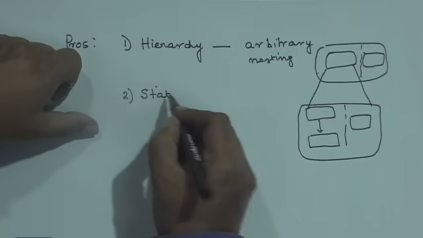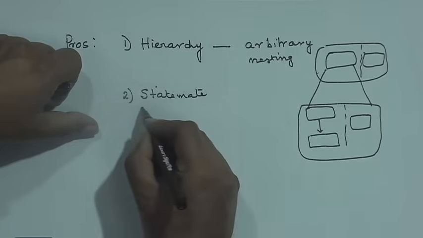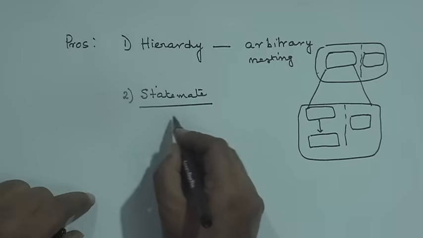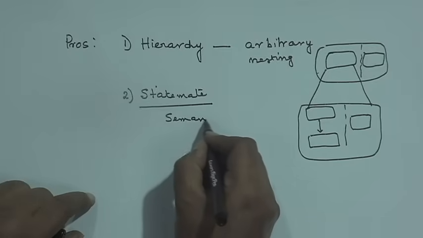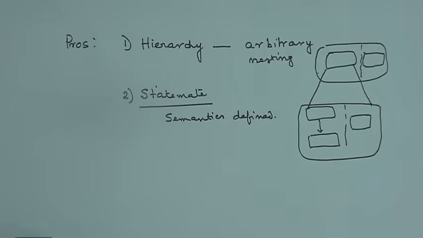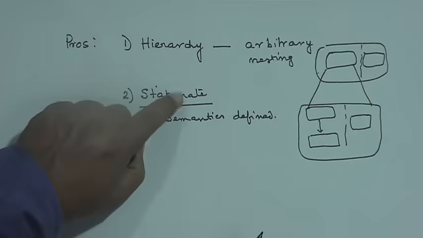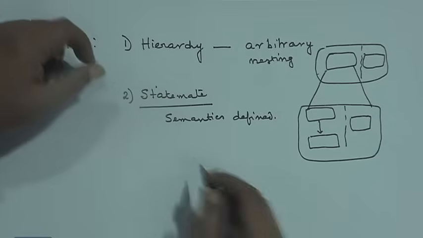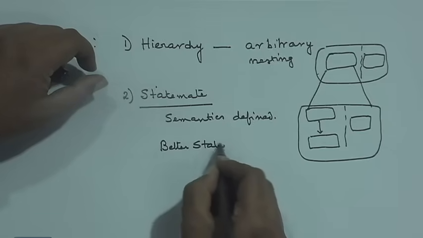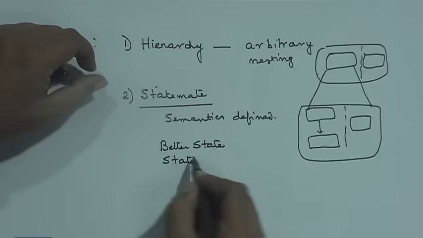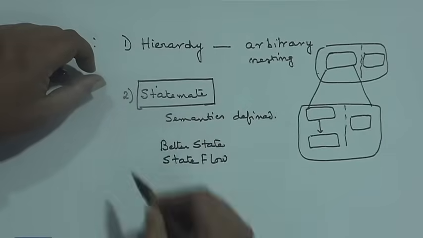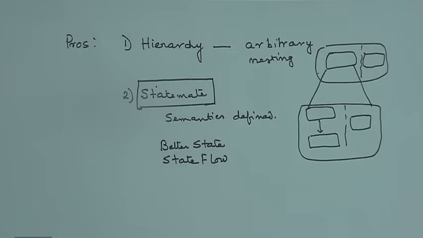The second thing is StateMate. A tool is available, and that StateMate has got very clear semantics defined. Therefore, I can have an executable specification. There are others like StateMate, StateFlow, Beta State. All these are commercial tools, but StateMate semantics is very nice and very clearly researched.